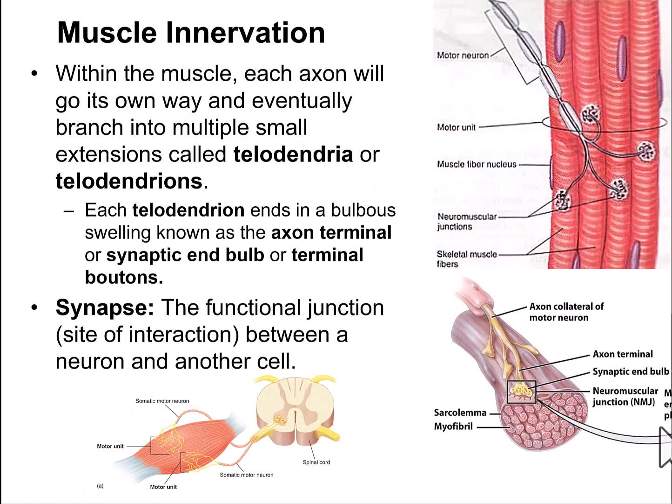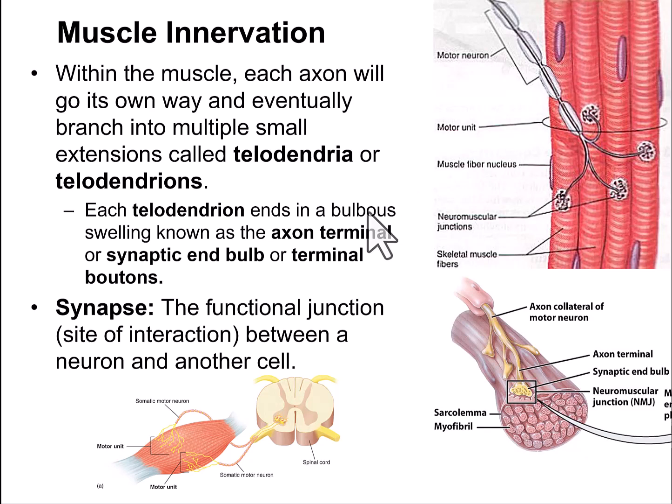Then each axon is going to go its own way and eventually branch into multiple small extensions called telodendria or telodendrions. It just means more than one branch. So looking here, here's your axon, and it's branching into the telodendria. Telodendria is a Greek term meaning at the end of a branch. So it's these extensions at the end of the branch on a tree or a bush. These are called the telodendria.